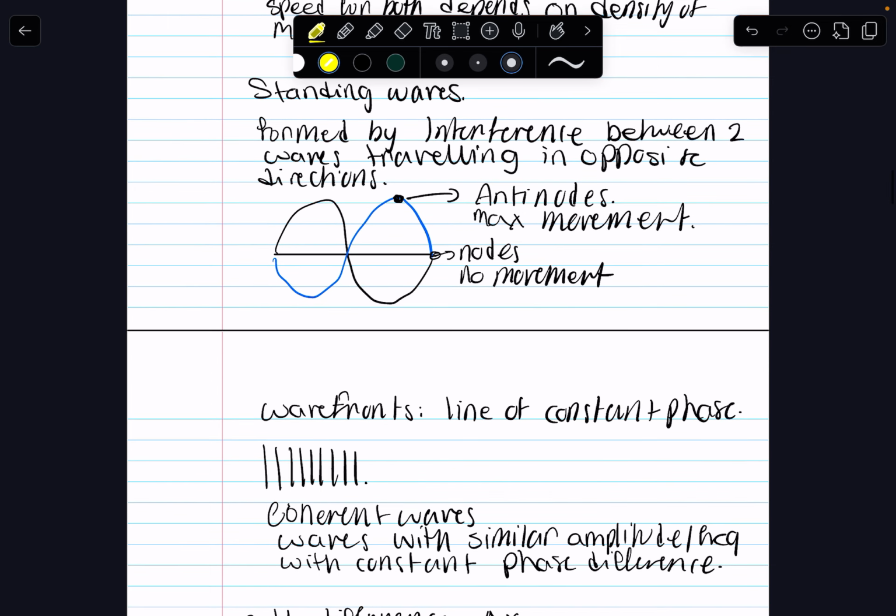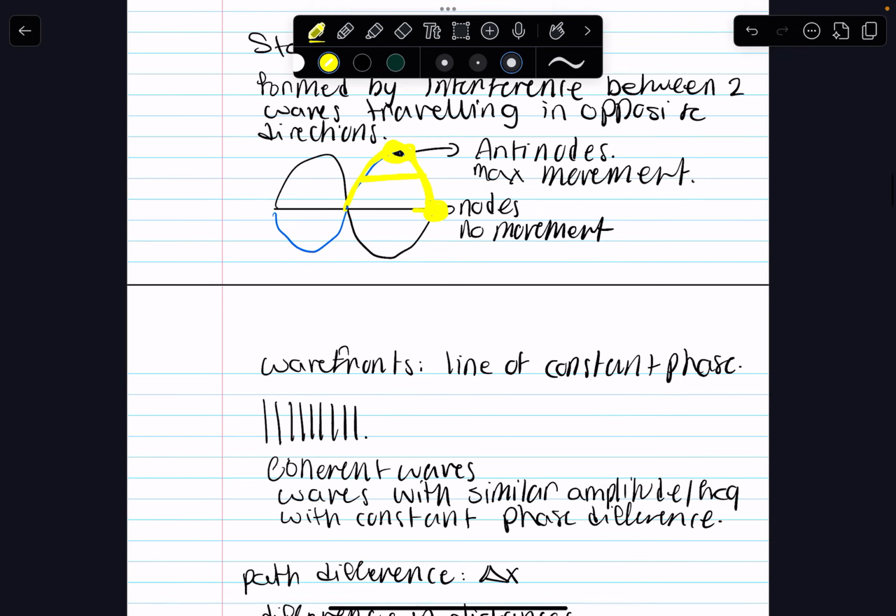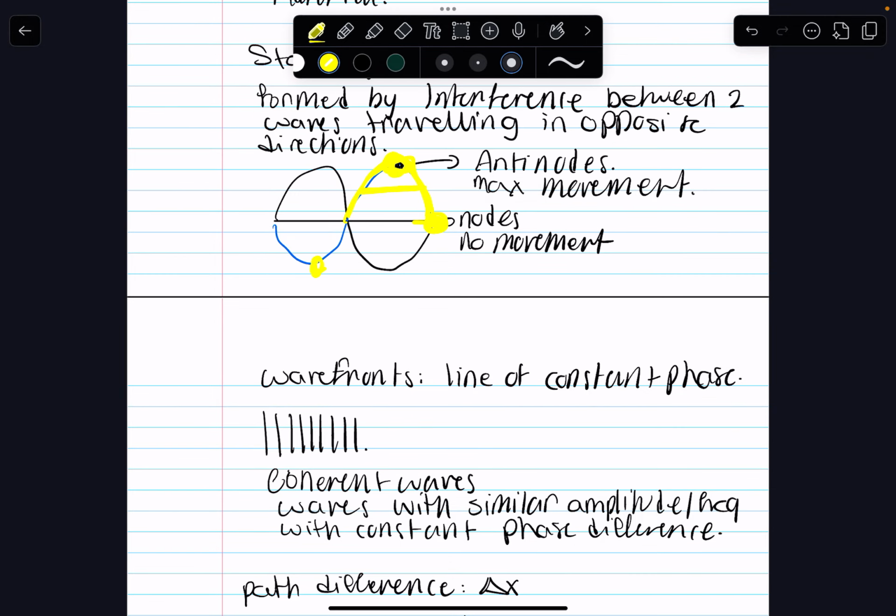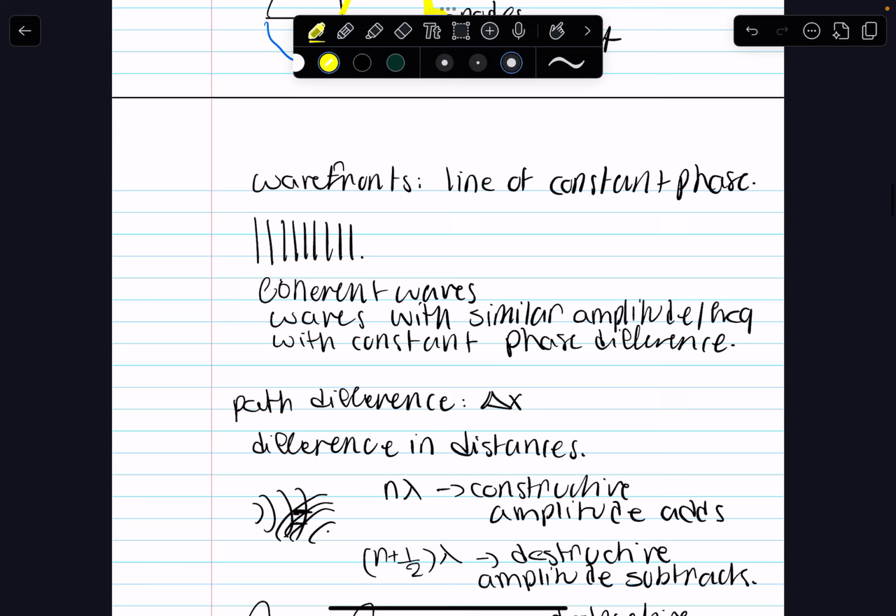Then we have standing waves, which are formed by interference between two waves traveling in opposite directions. Then they give you antinodes and then nodes. So nodes are these parts, so no movement or minimum displacement. That's how I memorize it. And then antinodes, this kind of looks like an A, so it's on top of the A, so antinodes. And those are the areas of maximum displacement. It could either be down here or up there because we're saying displacement.